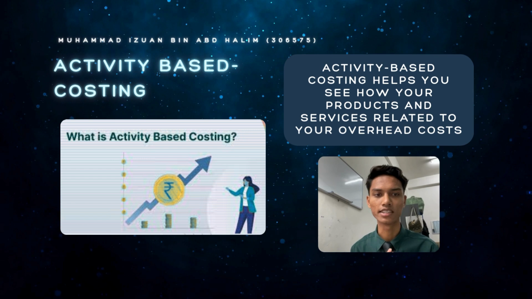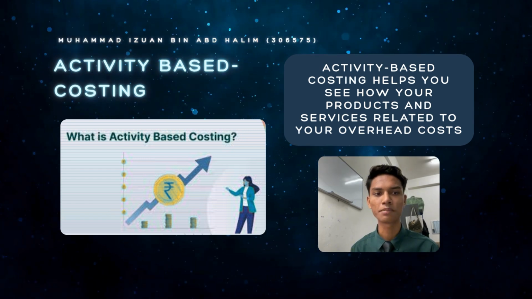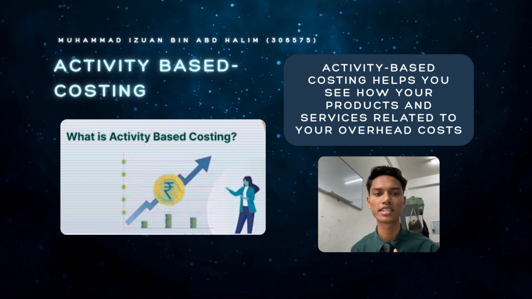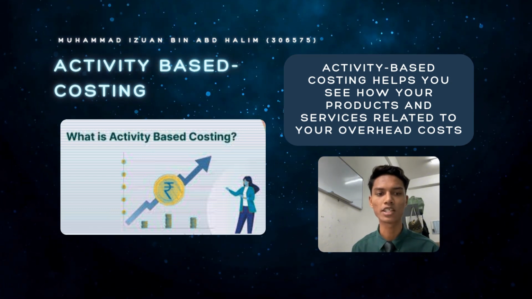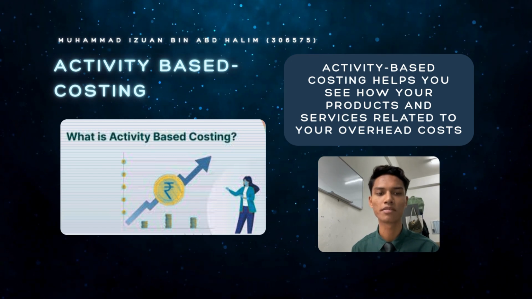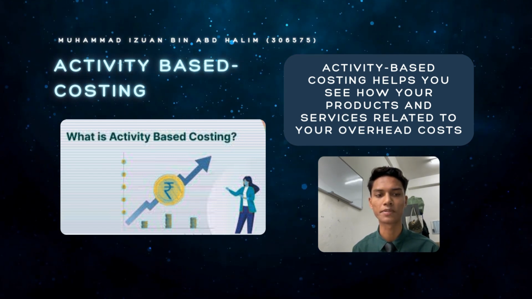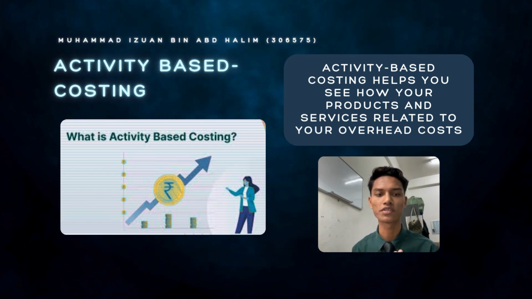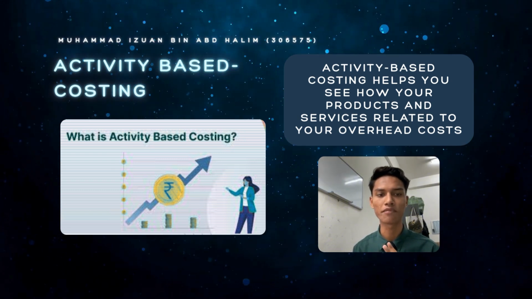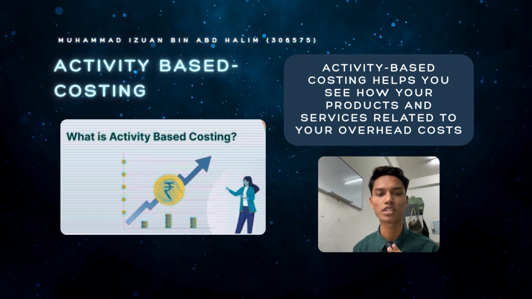According to an article generated by FreshBooks, in simple terms, activity-based costing helps you see how your products and services relate to your overhead costs. This method includes indirect costs such as salaries, utilities, and so on, to make more accurate financial planning and strategic pricing plans for the costing of services and products. So today, let us explore the benefits and advantages of activity-based costing for companies.